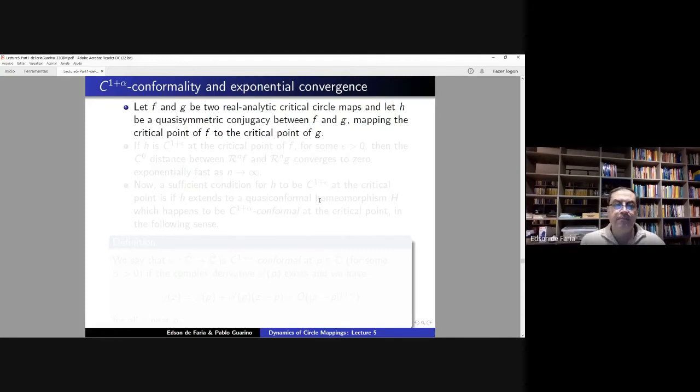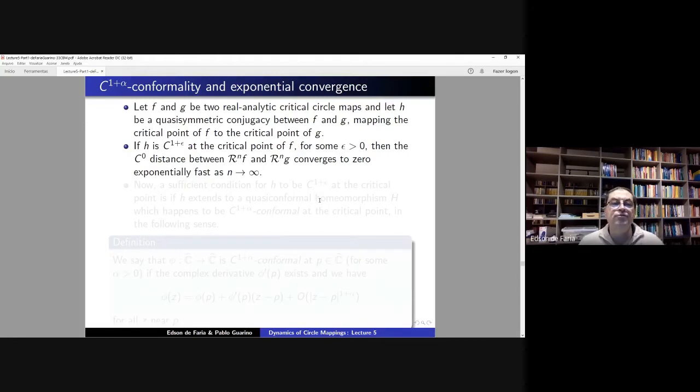So start with that. And suppose that you know that the conjugacy is actually, at the critical point, a little bit better than just being quasi-symmetric. It's what we call C1 plus epsilon at that point. What that means is that, well, H has a derivative at the critical point. And if you look at the error term when you write a first order Taylor formula for H at that point, the error term is slightly better than linear. Okay, I mean it's going to zero faster than linearly. Say if the error in the argument is like delta x, then the error term is like delta x raised to some power greater than one. Okay, so suppose this happens.